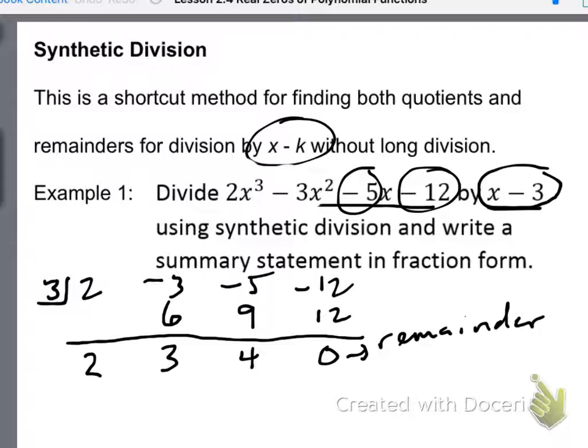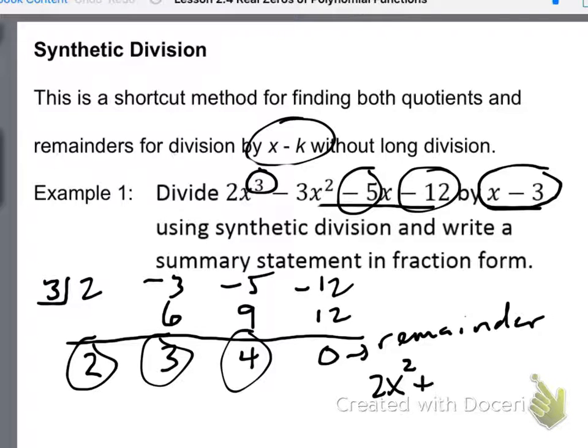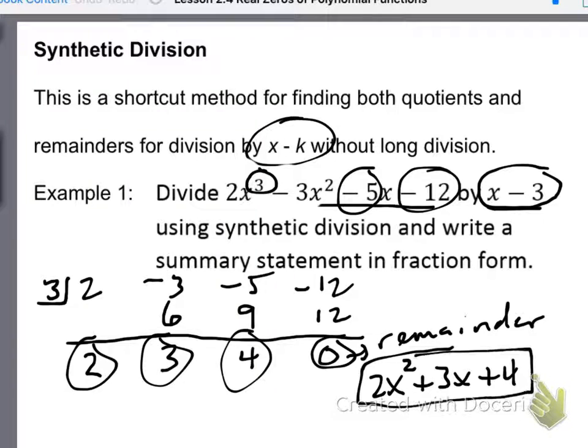So anyway, 3 is the degree. We have a 3rd degree polynomial that we're dividing. The resulting polynomial is going to be 2nd degree. And these numbers right here are going to be the coefficients of that polynomial. So the answer is 2x squared plus 3x plus 4. Now, I don't have to write anything after the plus 4 because 0 was the remainder. So that's our answer: 2x squared plus 3x plus 4. Now that's a degree 2. It's a quadratic, which is 1 less than the 3rd degree. And the coefficients came from right there.